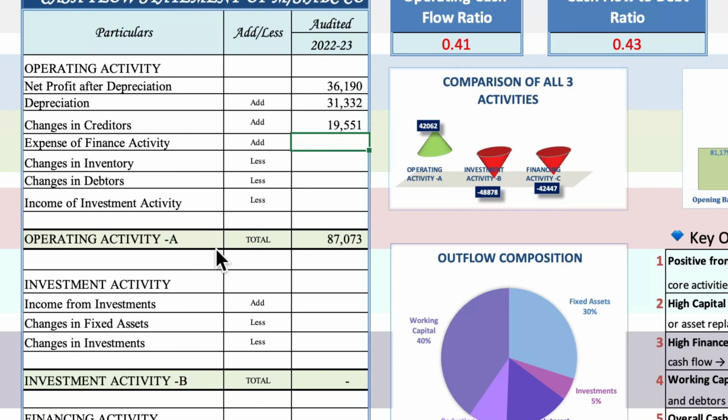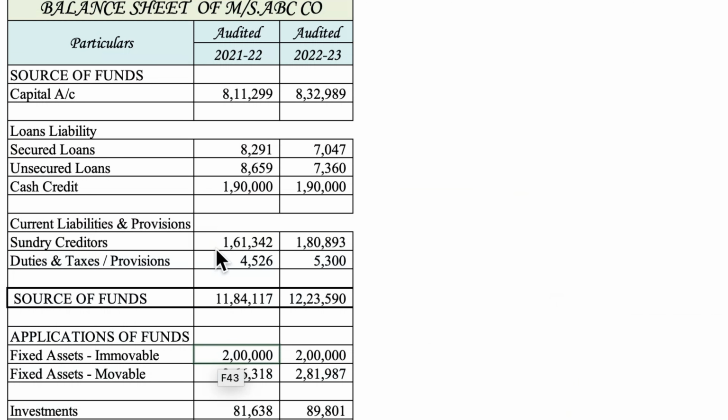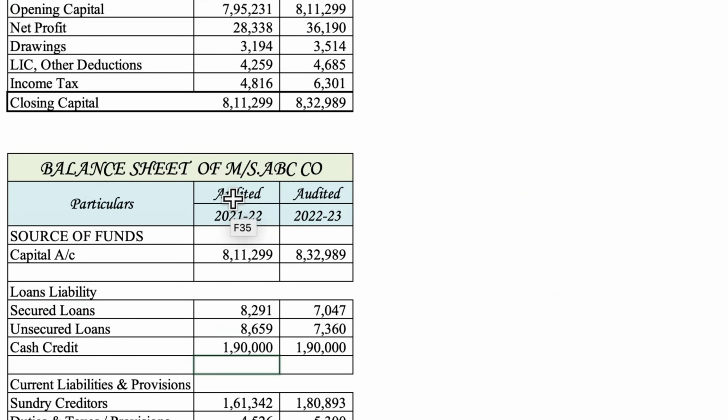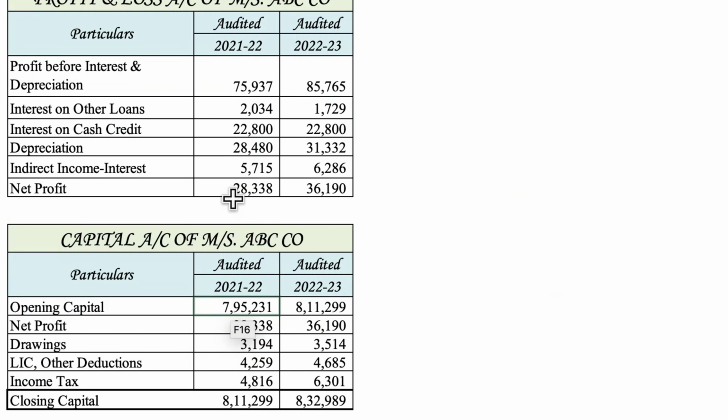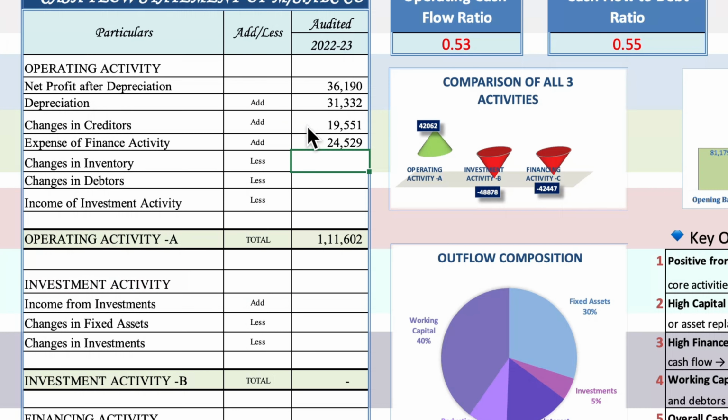Next, expense of financing activity, we have to add back here and we have to mention it in financing activity. Since in P&L it was deducted, to calculate net profit we have to add back here. Next, interest on other loans and cash credit we have to add back.